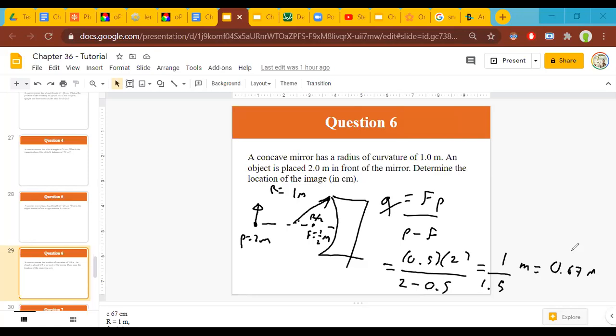So that means then that the image is close to the focal point, and it's also going to be smaller than the actual object. If we look at the magnification, right, we get negative 0.67 meters divided by 2 meters. So that's about a third, so negative 1/3. So that means that the image is upside down because of the negative sign, and it's 3 times smaller than the object.